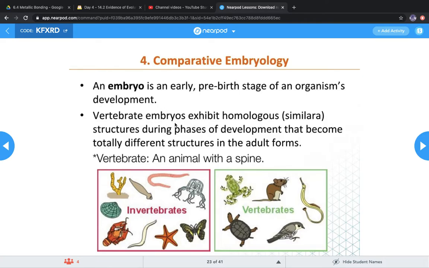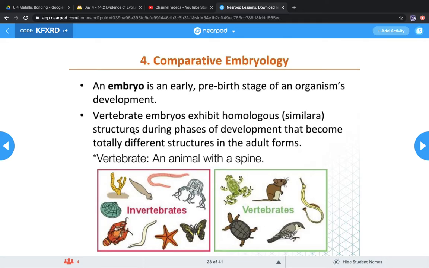All right? Vertebrate embryos exhibit homologous or similar structures during phases of development that become totally different structures in the adult form. Now guys, the only reason I included this is so that you can remember the difference between an invertebrate and a vertebrate, because some of you were a little bit confused during the lab. A vertebrate is any organism that has a spine. So that set of bones that goes all the way from your neck down your back, that's your vertebra, which all together make up your spinal cord.